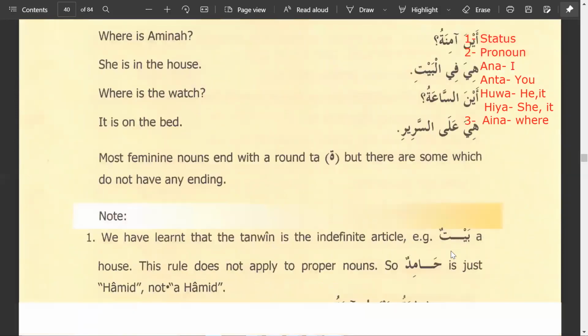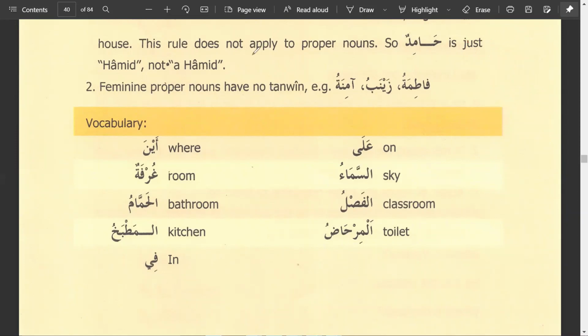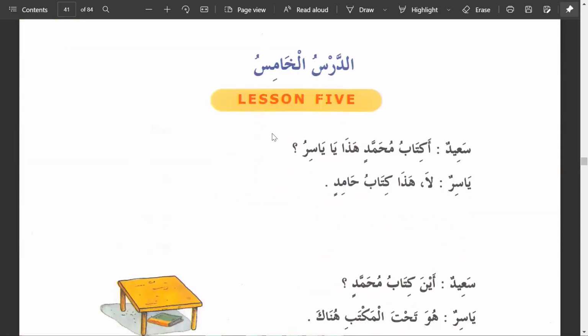Okay. So these were the new words that you learned in the fourth lesson. Al-faslu is classroom. Aina, you just revised, where. Ghurfatu is room. Hammam, bathroom. So do you remember all these new words? Did you memorize these? Are you here? Oh, sorry. No. So try to memorize them as soon as you can, because it will help you learn more lessons. So alhamdulillah, we are moving on to the next lesson, which is lesson number 5.